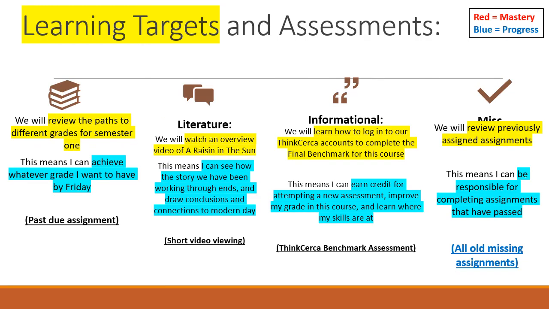So in writing, we're going to be reviewing the paths to different grades for semester 1, and that means we can achieve whatever grade we want by Friday using some good time management. For literature, we're going to watch an overview video of Raisin in the Sun, see how the story we've been reading ends, and so we can draw some conclusions and connections to modern day.